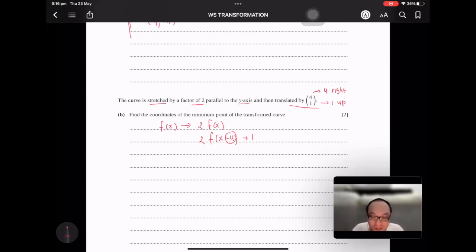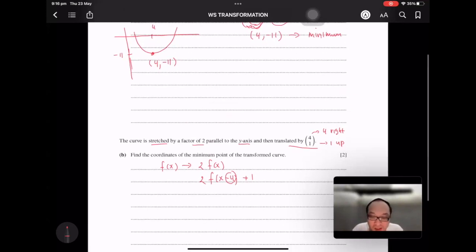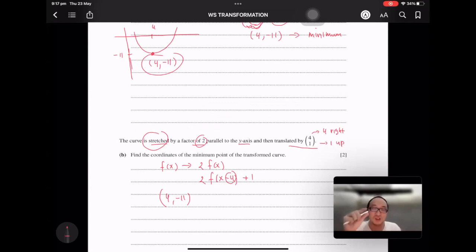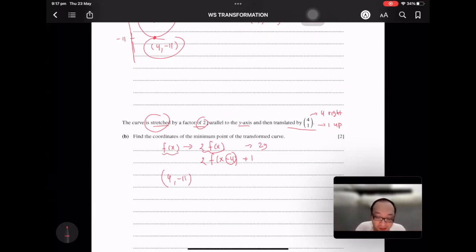of the transformed curve. From here, that means this coordinate, the 4, negative 11, first should be stretched by a scale factor 2. So we multiply the y value by 2. From this notation, f(x) to become 2f(x) is multiplying the y by 2. So it becomes 4 and negative 22.